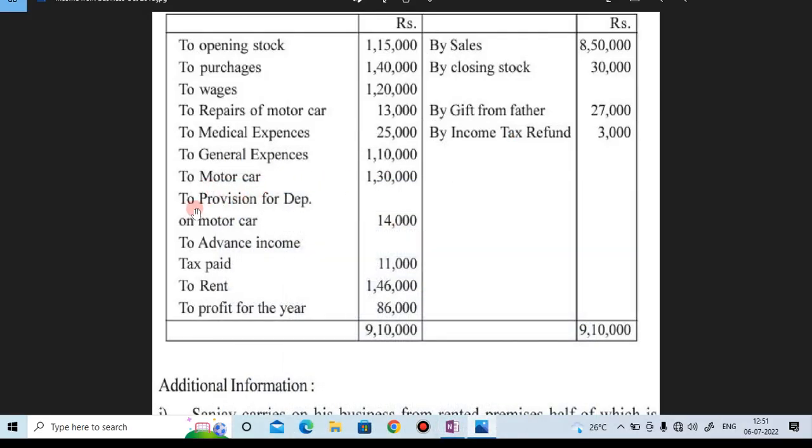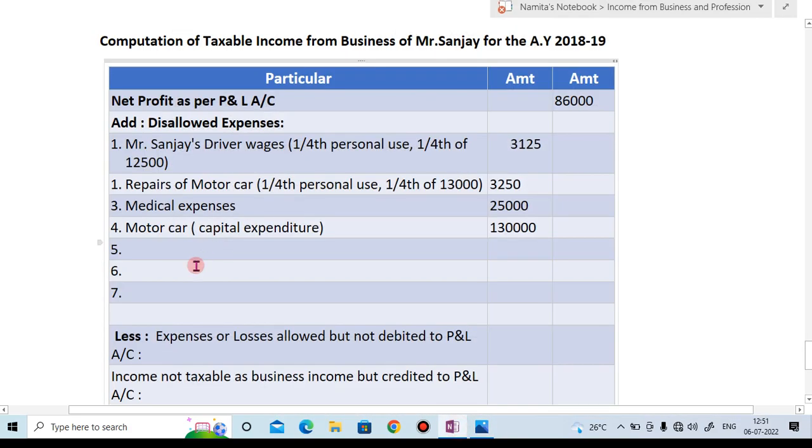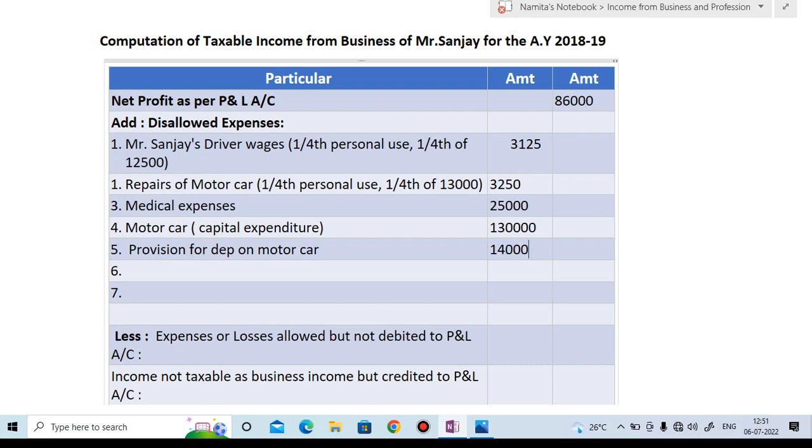After motor car, next is provision for depreciation on motor car 14,000. So any type of provision, it is called as disallowed expenses. So provision for depreciation on motor car 14,000 is disallowed expenses.